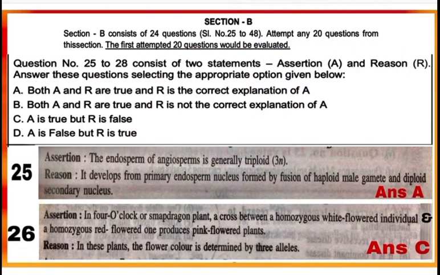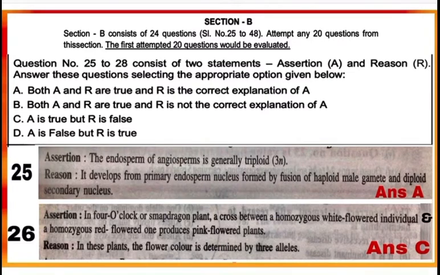Now come to section B. Here question number 25 to 28 are assertion reason type. Question 25, see the assertion statement. The endosperm of angiosperm is generally triploid, means 3N. This is true statement. See the reason of it. It develops from primary endosperm nucleus formed by fusion of haploid male gamete and diploid secondary nucleus. This is also true statement and correct explanation of assertion. So, mark A. Both A and R are true and R is correct explanation of A.